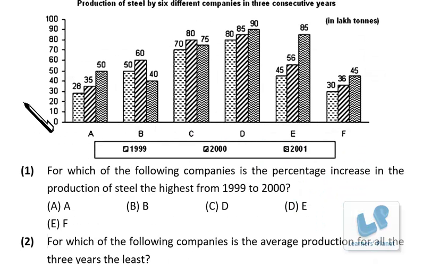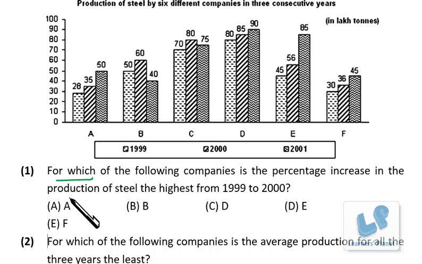Now let's see this set of questions. Production of steel by 6 different companies is given in 3 consecutive years. So they are talking about A, B, C, D, E, F, 6 companies, and for the years 99, 2000 and 2001, right? So let's take the first question. For which of the following companies is the percentage increase in the production of steel the highest from 1999 to 2000?